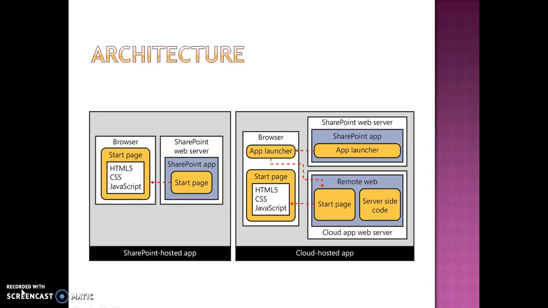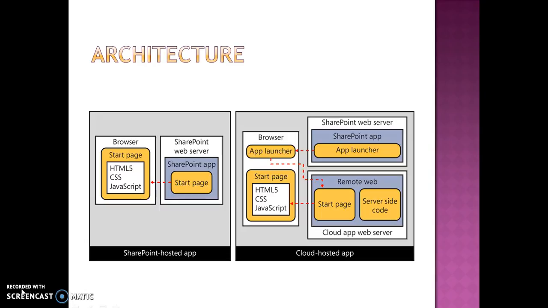Regarding the architecture, as already discussed, there are two major types of SharePoint apps. You have the SharePoint hosted and the cloud hosted. If you see on the left, you have the SharePoint hosted. An app always has a start page. In a SharePoint hosted app, both the web and the start page are in SharePoint. The start page, for example, might be default.aspx or index.html, along with the CSS and the JavaScript for the logic. And you can just click the SharePoint start page, which is similar to a subsite under a site collection, and the page is rendered.